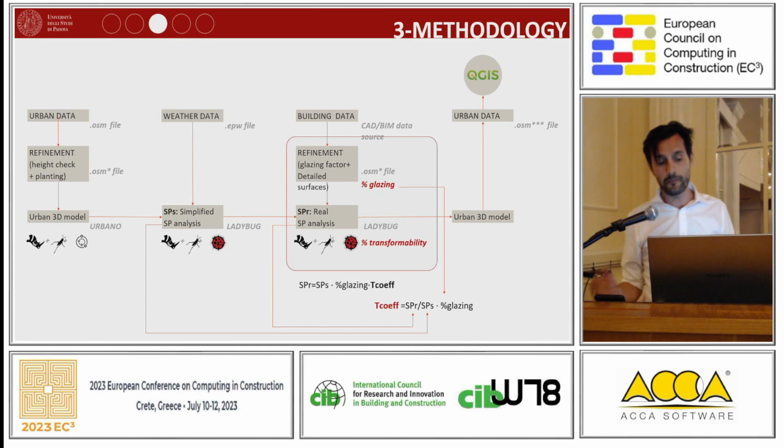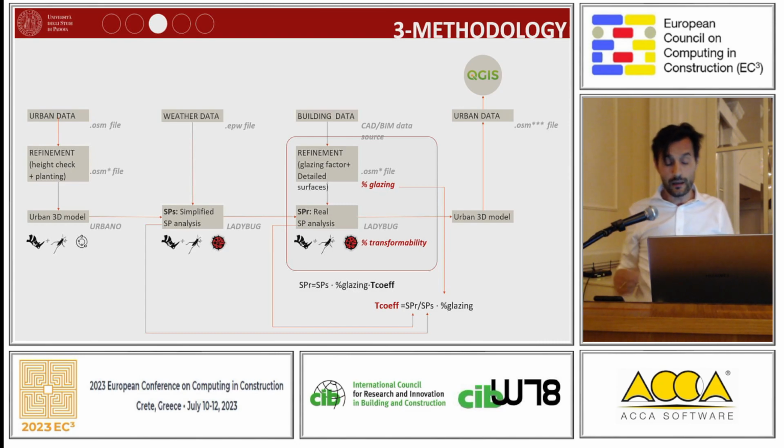On the other hand, by getting the building data coming from a BIM-based model, or maybe even from CAD models, because it doesn't affect the particular information we need to get, which is the percentage of glazing of the facades, we can simulate the real solar potential. Once we define the real solar potential, we can get the transformability coefficient as a ratio between the real and the standardized, moderated using the percentage of glazing.